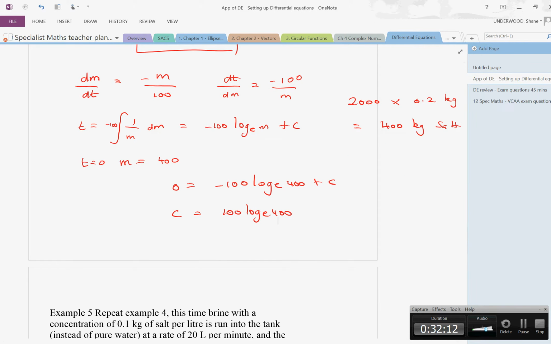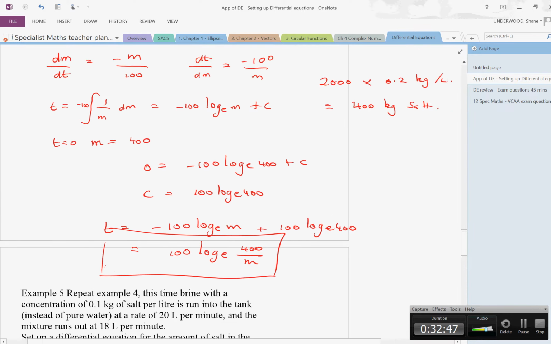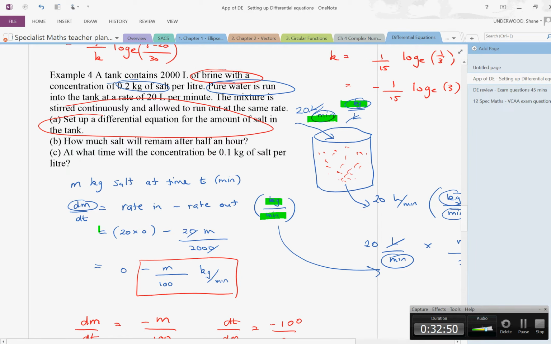And then t is equal to minus 100 log e of m plus 100 log e of 400, which is equal to 100 log e of 400 over m. We now have our equation. Keita, you're looking at me, no, it's all good. Okay, so now, of course, how much salt will remain after half an hour?